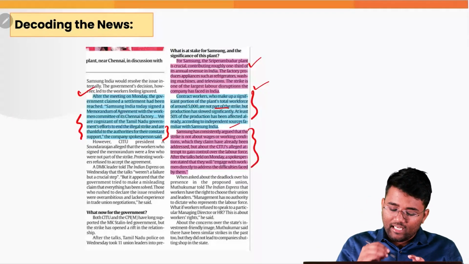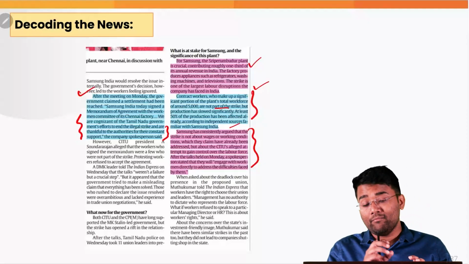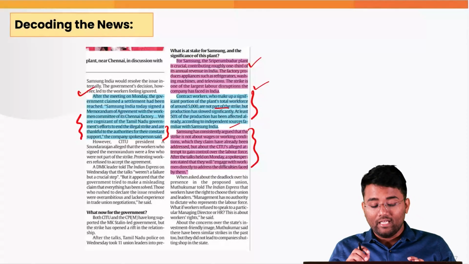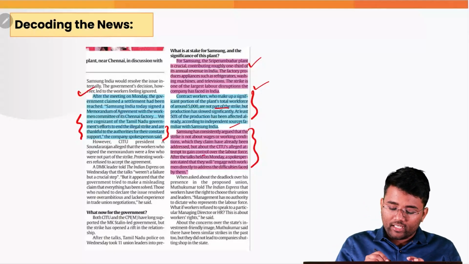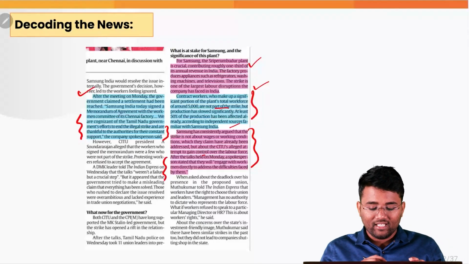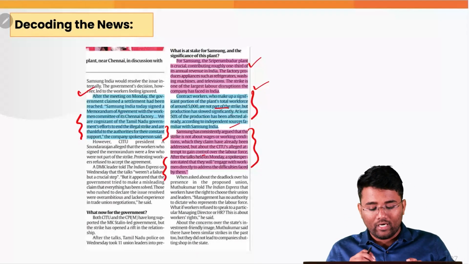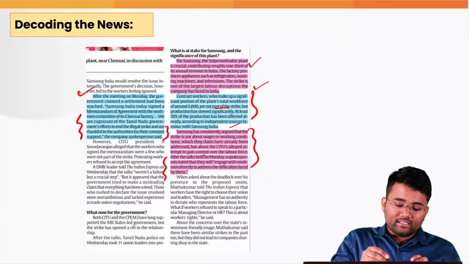Samsung has consistently argued that the strike is not about wages or working conditions, which they claim have already been addressed, but about the union's alleged attempt to gain control over the labor force. After the talks held on Monday, a spokesperson stated that they will engage with the workmen directly to address the difficulties faced by them.